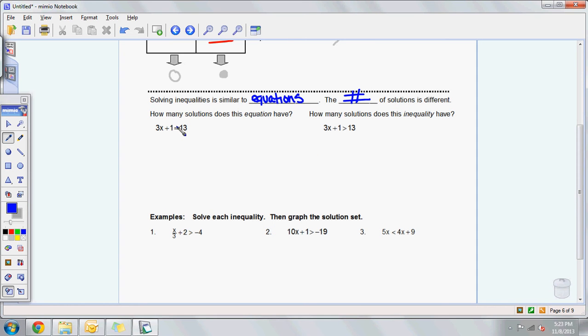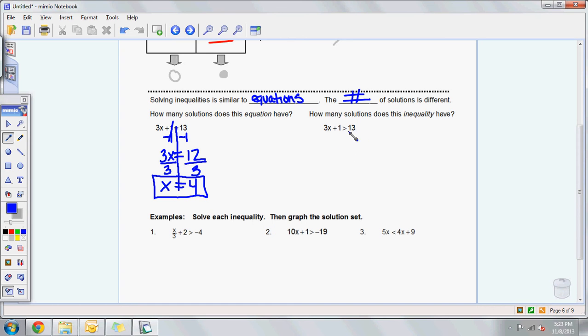So let's practice what you know. You know how to solve equations. You guys are masters at it by this point. Remember, you want to get that x by itself. So 3x equals 12, divide by 3. You guys could do this in your sleep by now, hopefully. So x is equal to 4. That's what we're used to.